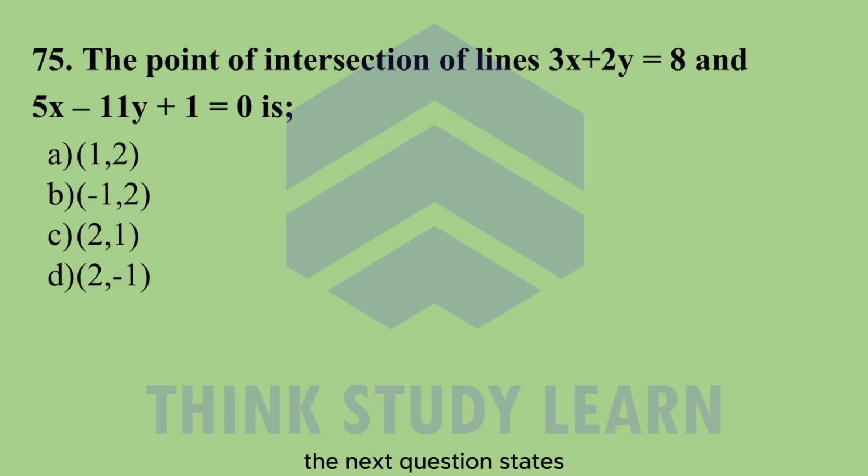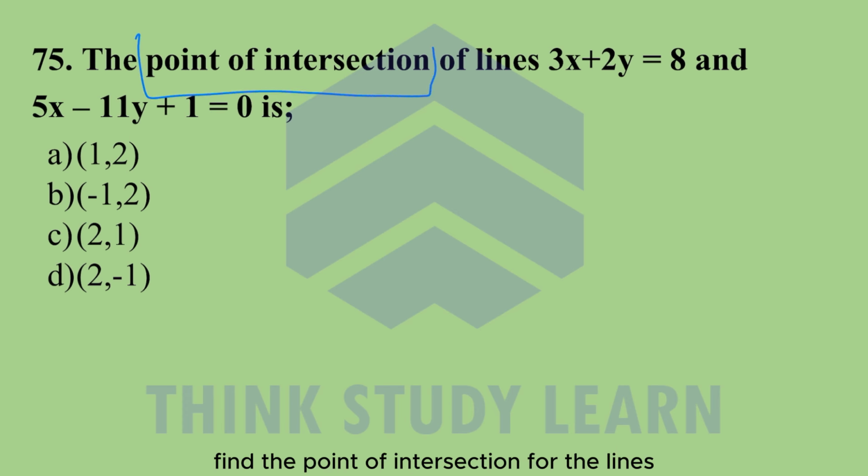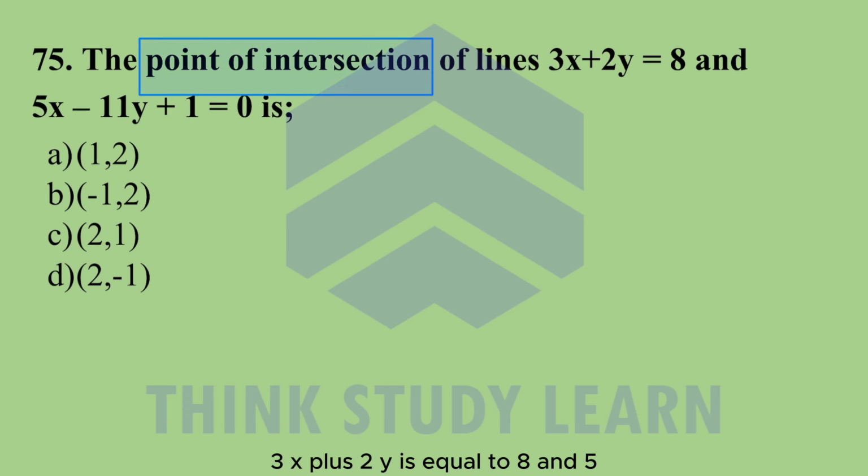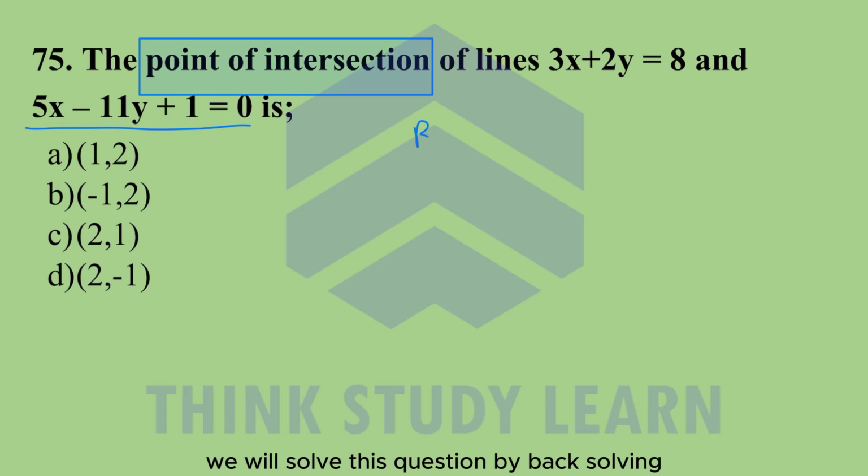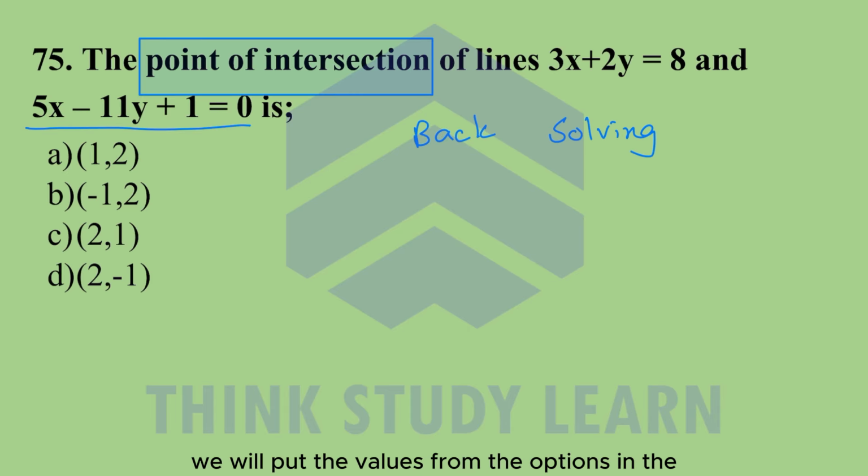The next question states, find the point of intersection for the lines 3x plus 2y is equal to 8 and 5x minus 11y plus 1 is equal to 0. We will solve this question by back solving. We will put the values from the options in the equations.